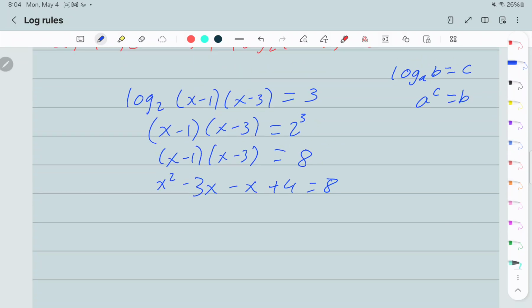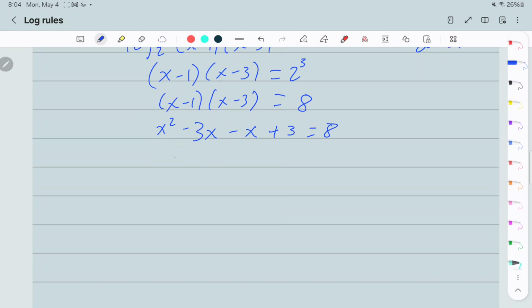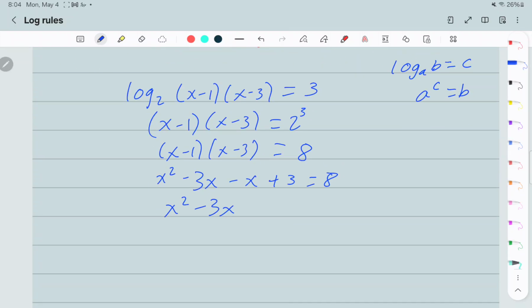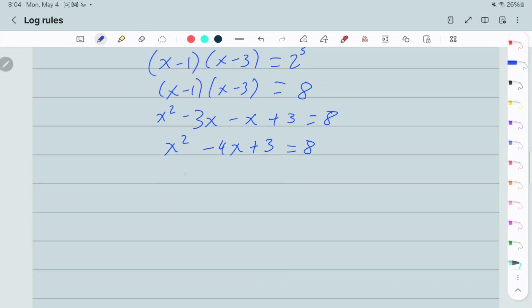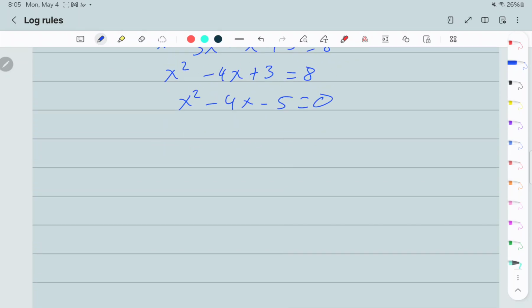Minus 1 times minus 3 is simply 3. And then you notice you get x squared minus 3x minus x, which will give you minus 4x, plus 3 equals 8. You bring the 8 to the other side, and you're left with x squared minus 4x minus 5 equals 0. Now it's a quadratic equation. You can apply middle term breaking or whatever you want, and then you'll have your answer.